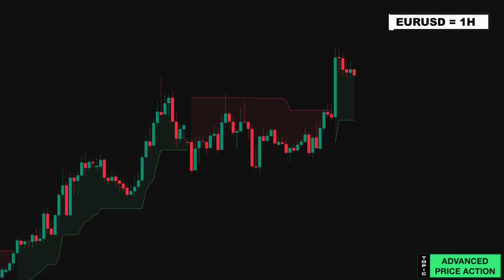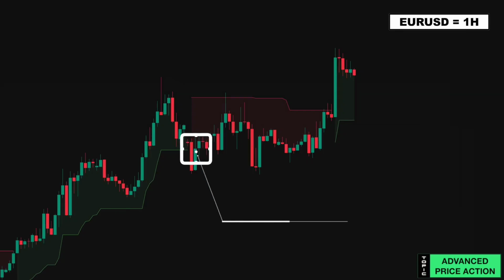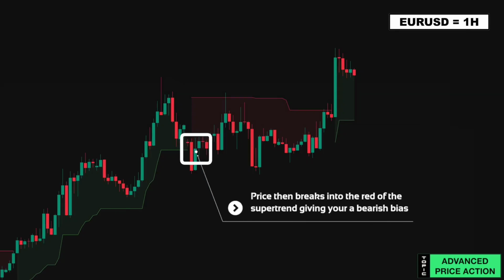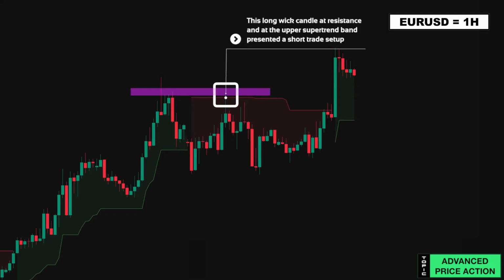This is the Euro-Dollar 1-hour time frame. Price is above the green super trend, giving you a bullish bias. Price then breaks into the red of the super trend, giving you a bearish bias. This long wick candle at resistance and the upper super trend band presented a short trade setup.